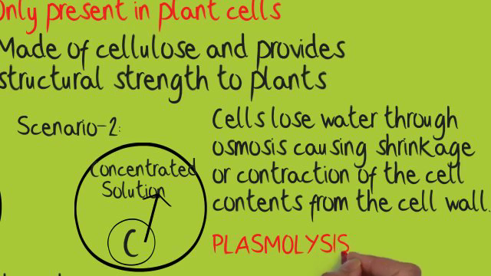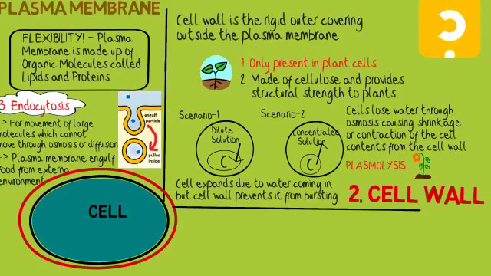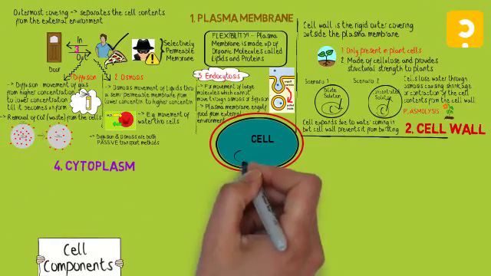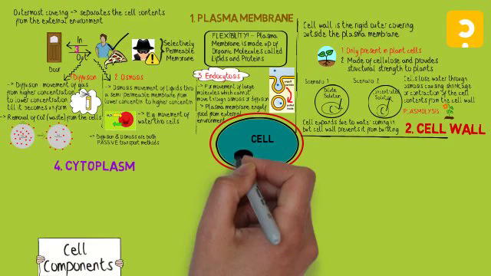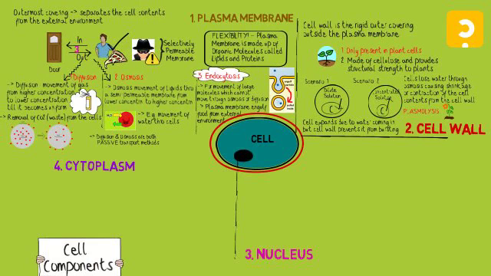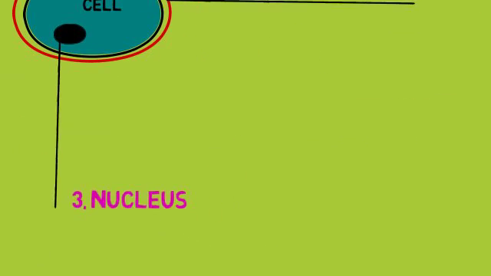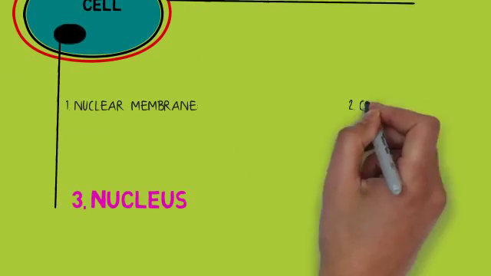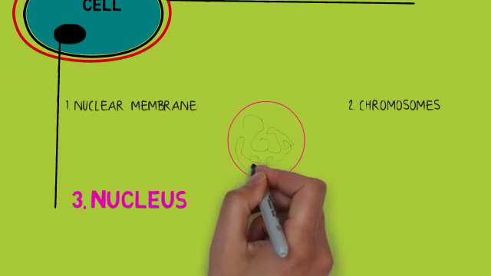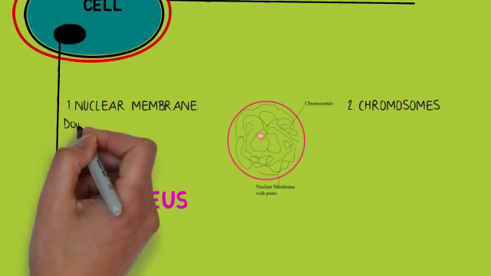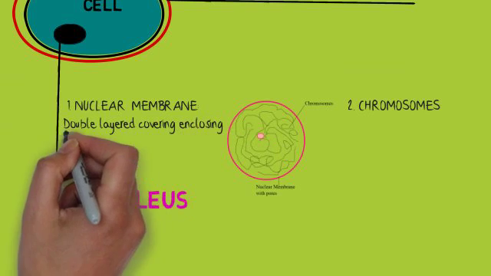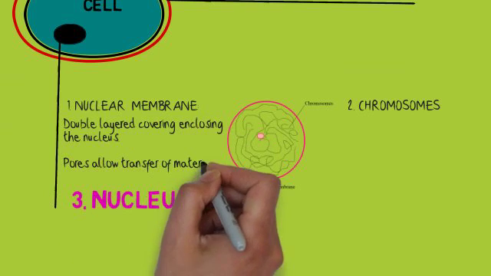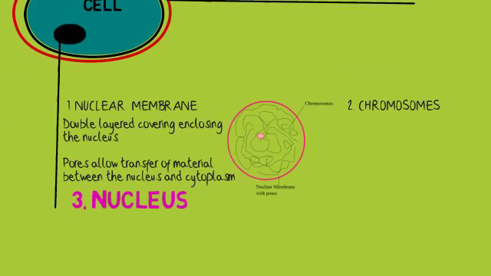If plasmolysis happens beyond a point, the plant will wilt and die. Since plants are extensively involved in water transportation from roots to the leaf, the cell wall is needed to protect the cells from bursting or dehydration. Let's move on to the third component of the cell, the nucleus. The nucleus is the brain of the cell and is made of 2 main things, the nuclear membrane and the chromosomes. The nuclear membrane is a double-layered covering enclosing the nucleus. The nuclear membrane has pores which allow transfer of materials between the nucleus and the cytoplasm.